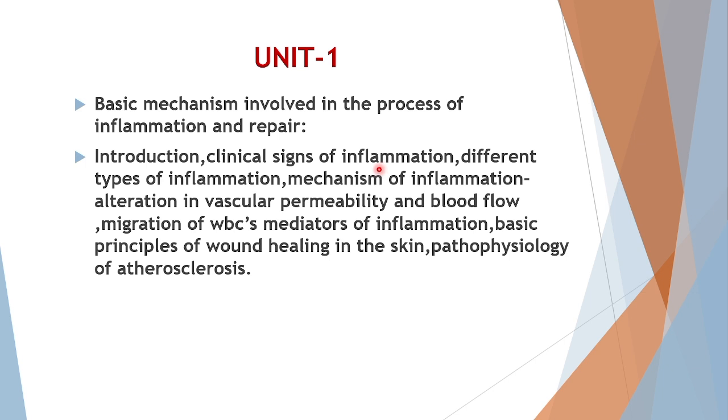How many signs of inflammation are there? There are mostly 4 signs of inflammation. First one is redness, and after redness, heat and swelling, and the fourth one is pain. These are the 4 signs of inflammation. Next, what are the different types of inflammation? There are only 2 types of inflammation. They are acute inflammation and chronic inflammation.